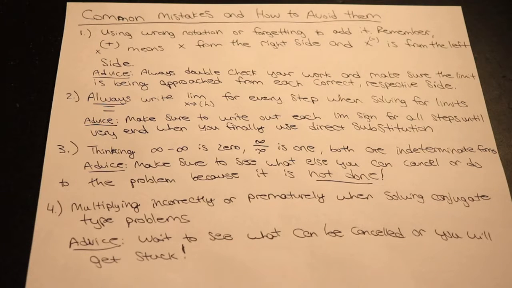Number 3, thinking infinity minus infinity is going to equal 0, infinity over infinity is going to equal 1. Well, both are indeterminate forms, so make sure that you can see what else you can cancel or do to the problem because it is not done. Number 4, multiplying incorrectly or prematurely when solving conjugate type problems or really any type problems. Some advice is to wait to see what you can cancel or you will get stuck.